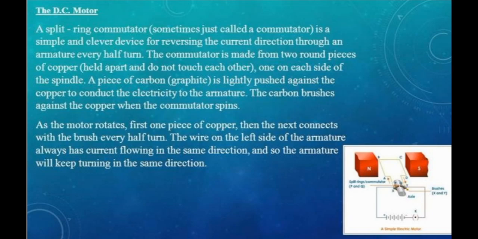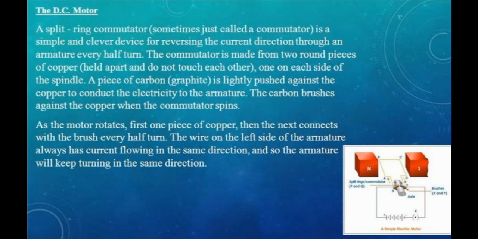We have a horseshoe magnet. Then we have a commutator or split rings. As you can see, these split rings are split into 2 parts, which means one ring is divided into 2 parts, insulated from each other, mounted on the axle of the motor and rotating with it. The 2 ends of the coil are permanently soldered to the 2 half rings. The split rings are used to reverse the direction of the current flowing in the coil every time the coil passes the vertical position.